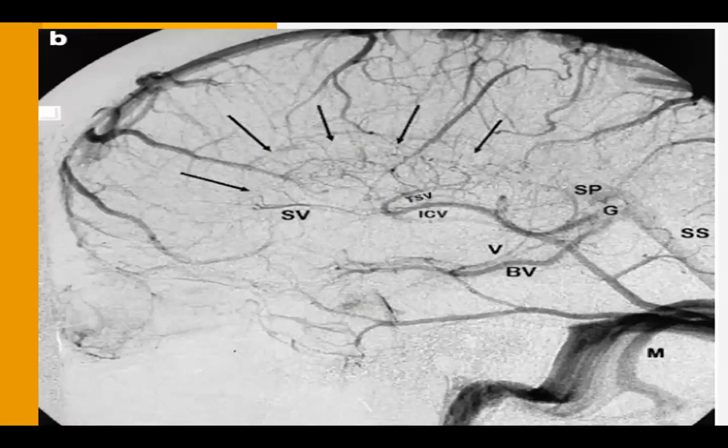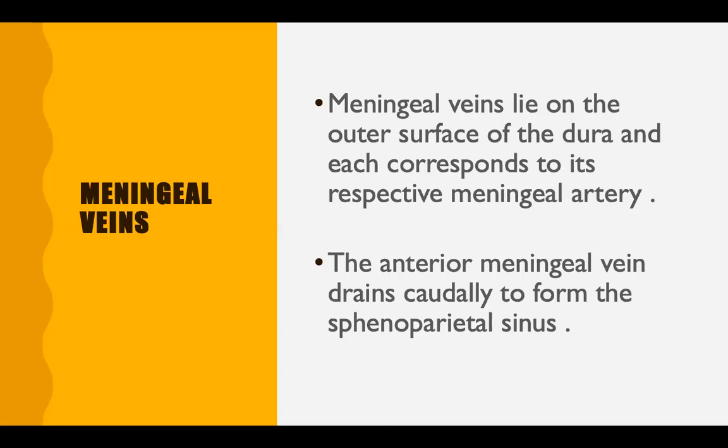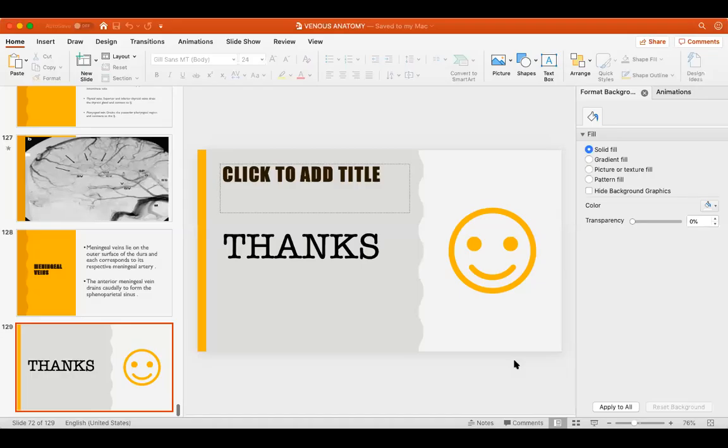The last part of the talk is the meningeal veins. They lie on the outer surface of the dura and accompany the meningeal artery. As we all know, the middle meningeal vein is one of the tributaries of the cavernous sinus, and sometimes the anterior meningeal veins drain caudally to give rise to the sphenoparietal sinuses. So I will just share the DSA run.